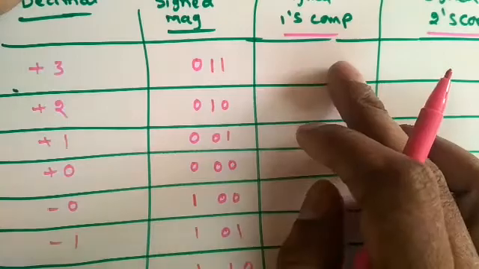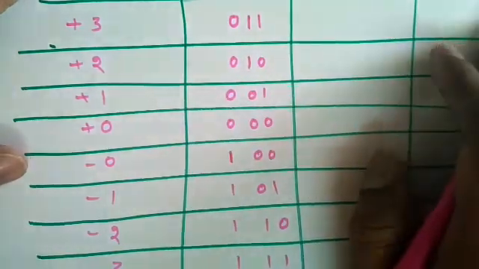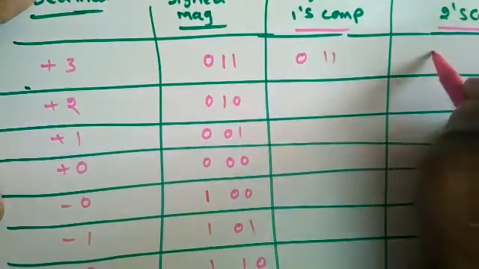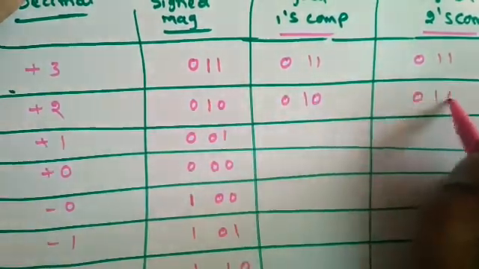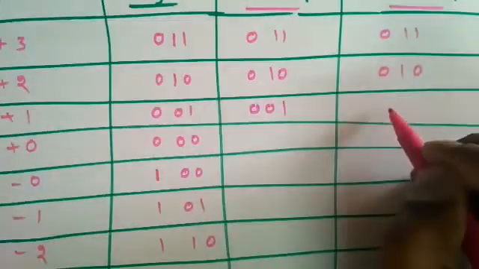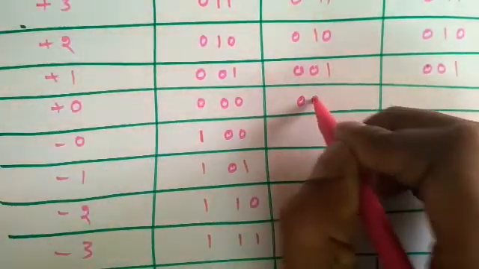Similarly for 1's complement form. Now remember, for positive numbers, signed magnitude form is equal to the unsigned one and to signed 1's and 2's complement forms. So whatever is here, we can write directly: 0 1 1, 0 1 0, 0 0 1. Positive numbers are all equal. Positive 0 gives the same, 0 0 0.